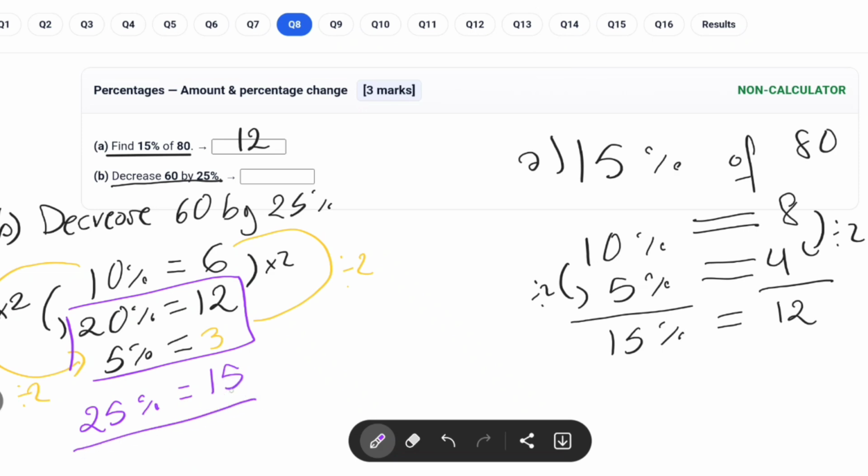But am I done now? I don't think so, because it says decrease 60 by 25%. I have found the 25%, but I have not decreased anything, so no, I'm not done. I need now to decrease that amount from the original amount to find out how much is the discount.